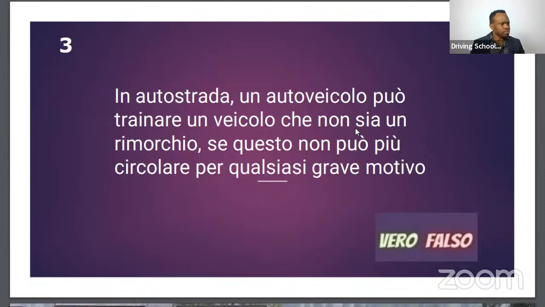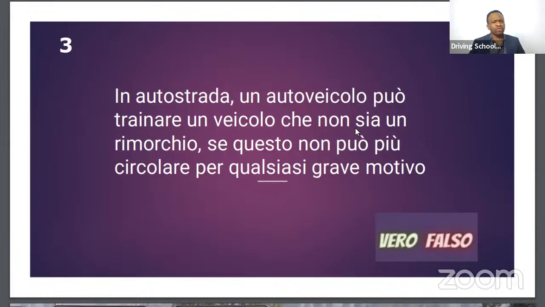Sister Glory said number three falso. Mr. Exeter said three vero. Mr. Okorie said three vero. Sister Feather said three falso. Mr. Gospel said three falso. Don Vicky said three falso. Mr. Joshua said three double falso. Mr. Daniel said three falso. Sister Queen said three vero. Sister Lovett said three falso, and also Mr. Mose said three falso.